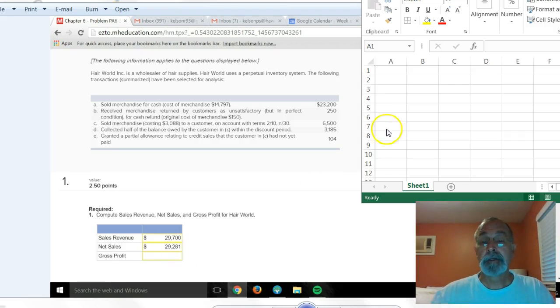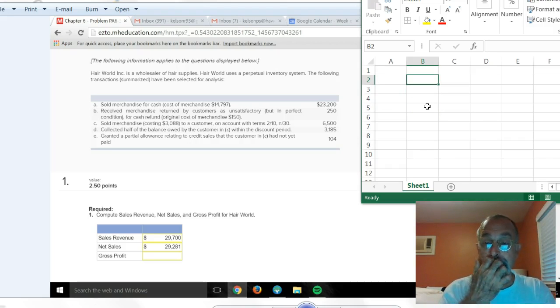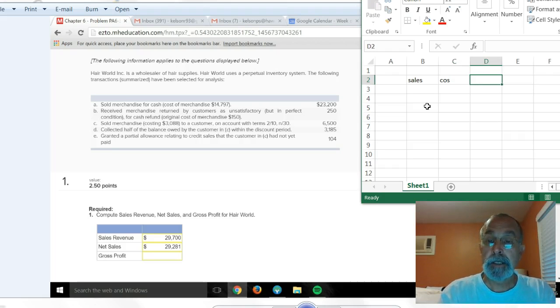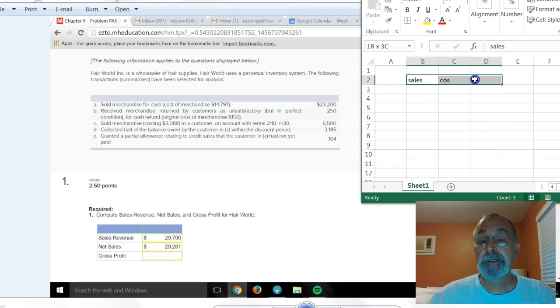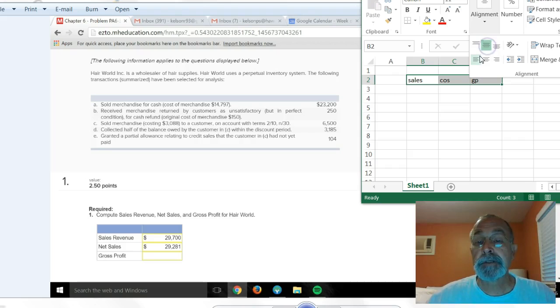So I got a little spreadsheet here. Let's see if we can make this thing work. We got sales, we got cost of sales, and to get gross profit, we simply subtract cost of sales from sales. And actually, the sales amount would technically be net sales, yeah? But for our purposes here, we can call it sales.